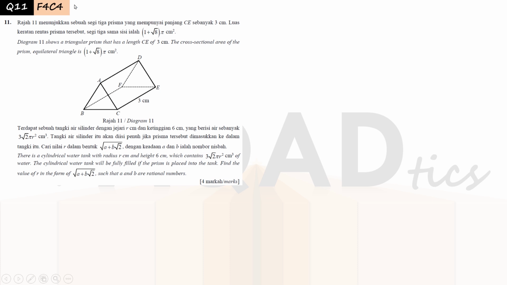So now we are focusing on surds. As you see here, we have the square root. Okay, so now in this question, it gives us this prism and it says that the area of this triangle is this. Okay, and it also says that we have another cylindrical tank with radius r and height 6 cm contains this amount of water. Alright, so now it says that if this prism is put into the cylinder, it will be fully filled. Alright, so now we need to find the value of r according to this form.